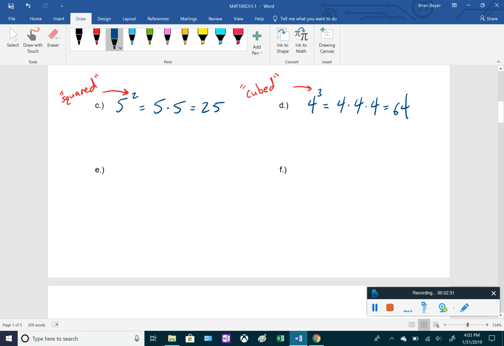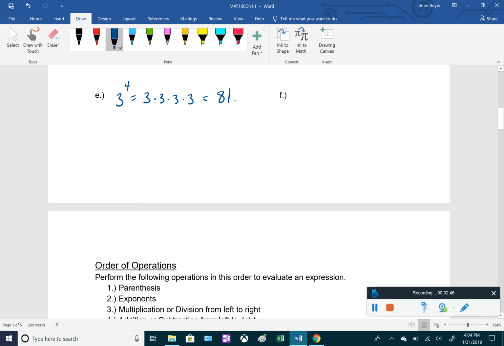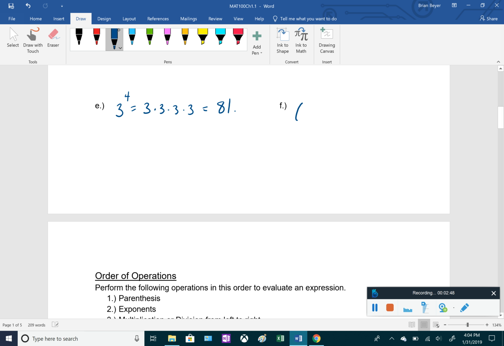So 2 more here. So let's do 3 to the fourth. 3 to the fourth, that's 3 times 3 times 3 times 3, which is 81. And for one more, just to kind of get us thinking a little bit here, let's do negative 2 to the fifth. So negative 2 to the fifth, so negative 2 is the base. So we're going to be multiplying negative 2 together 5 times.